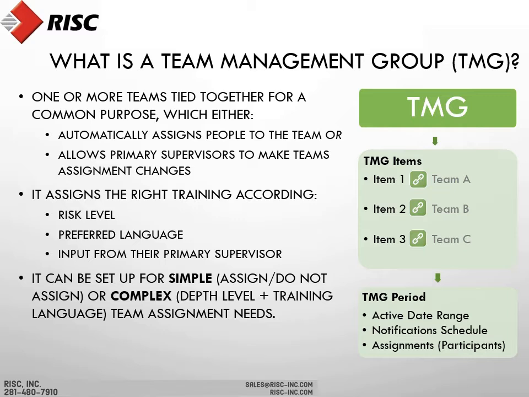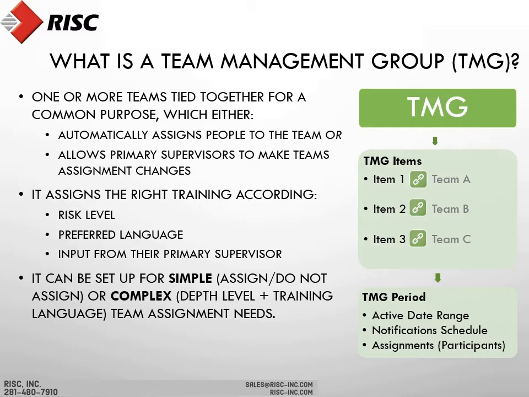A TMG is one or more teams tied together for a common purpose, which either automatically assigns people to the team or allows primary supervisors to make team assignment changes. When primary supervisors are allowed to make changes, it assigns the right training according to risk or depth level, preferred language, and input from their primary supervisor. You can set your TMG process to be simple, such as using an assign, do not assign scale, or complex using a risk or depth level plus the language.